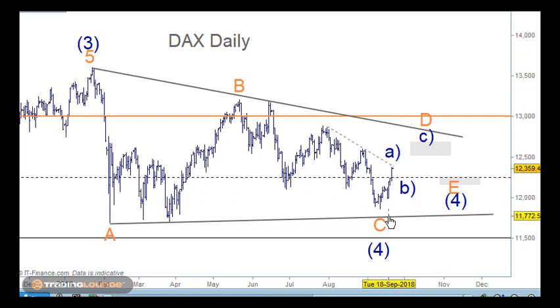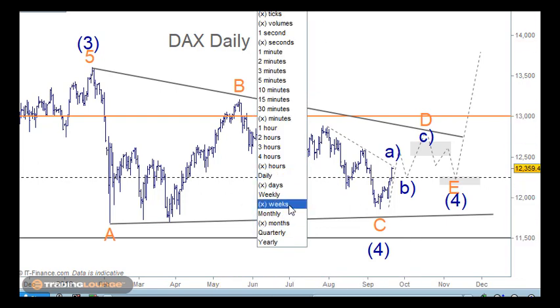The other point here is that we can have an A and a B and a C here for wave D, and then back into here for wave E, and move up from that point there. So we need to keep an eye on both of them. Okay, so that's what we'll do.